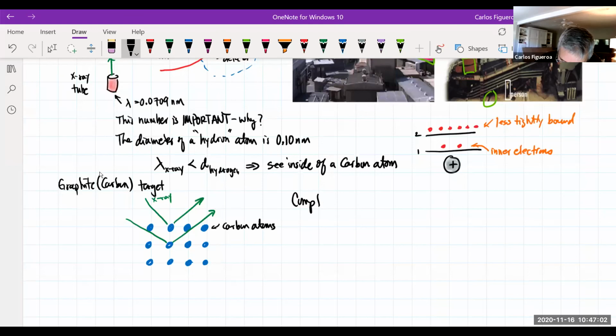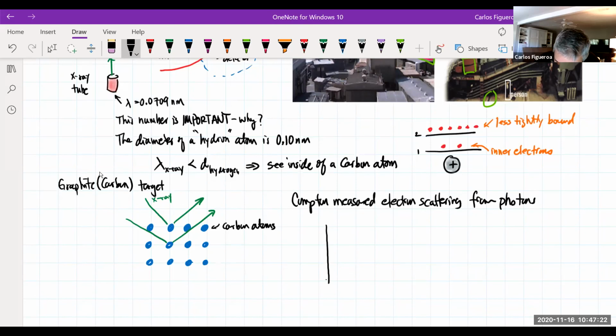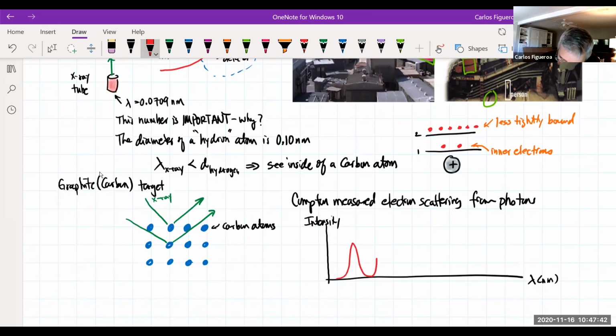Compton measured electron scattering from photons. And when he does this, here's what he measured. He measured the intensity versus the wavelength. In the wavelength, he's going to get two peaks: a peak here versus a second peak here.